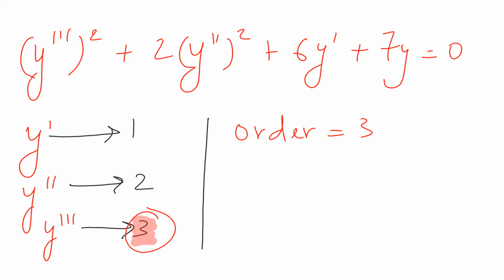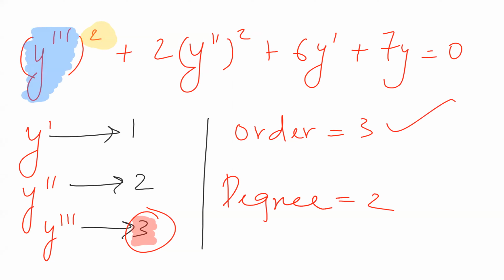Okay, now let's highlight that differential. It is y triple dash. The power of this is 2, so the degree is 2. Degree is nothing but the power of the maximum order. In this case, the maximum order is y triple dash, that is 3. The order is 3 and its power is 2, so hence the degree of this differential equation becomes 2.